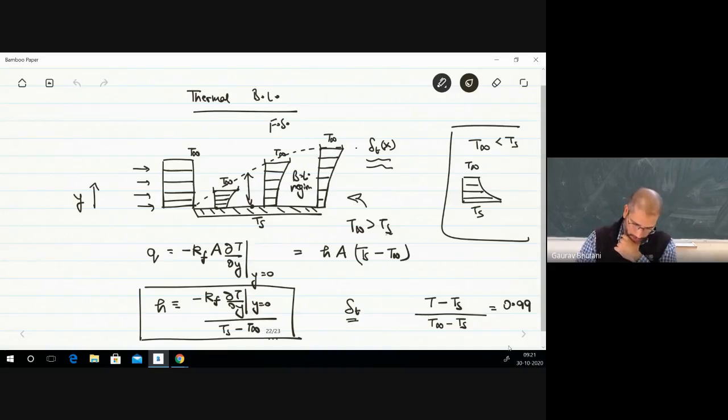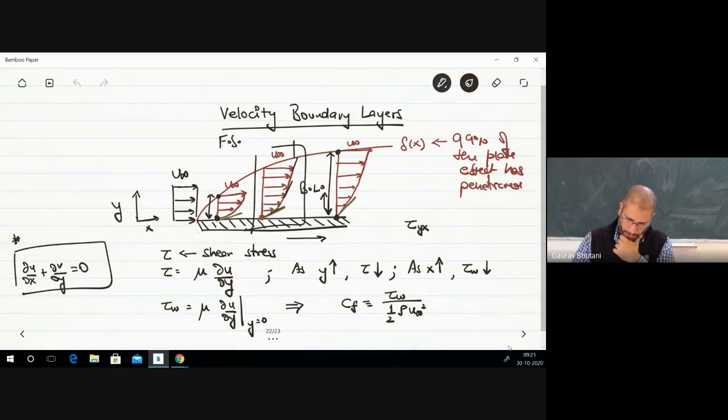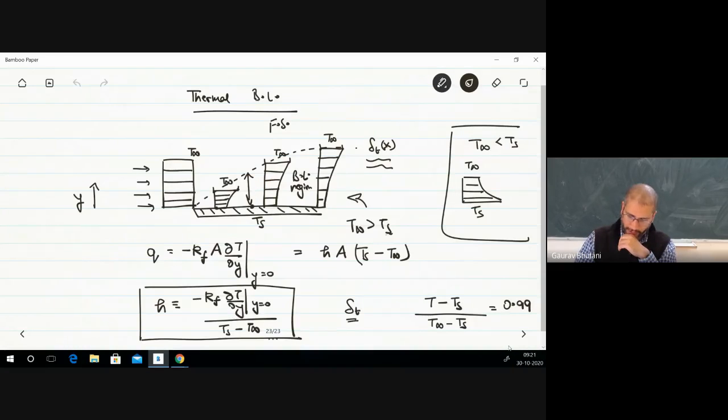Now let's see what ideas we discussed in the velocity boundary layers. We talked about the fact that as my y increases, my tau decreases. Do we see a similar thing here? As my y increases, remember the equivalent of tau is q. So q is dependent on del T by del y. If I look at one situation, let's say this one, as I go further up, what I'm seeing is that my slopes are changing.